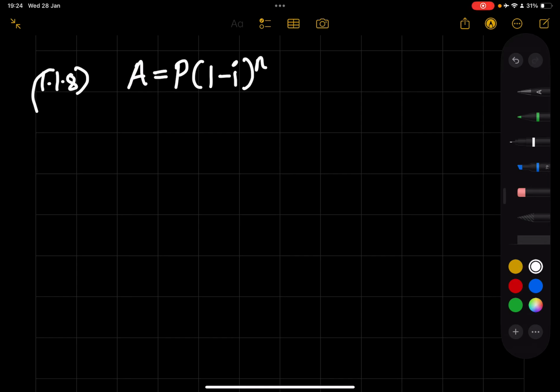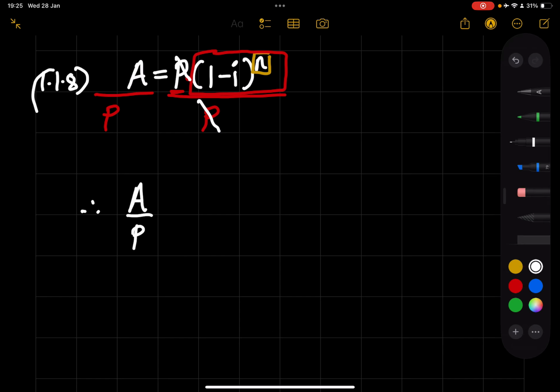In this question, we need to make n the subject of the formula. So we need to isolate n, right? Obviously, the easiest thing to do is to remove the p because it's not part of the bracket. And p is multiplying, so we need to divide both sides by p so that this p will cancel with that one. So far we're left with A over P is equal to (1 minus i) all to the power of n.